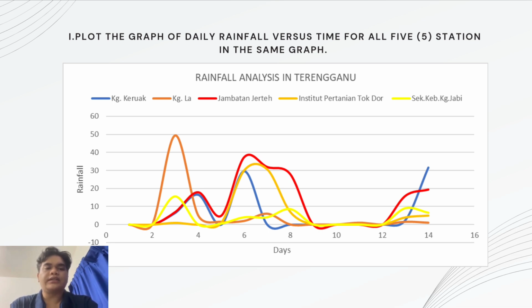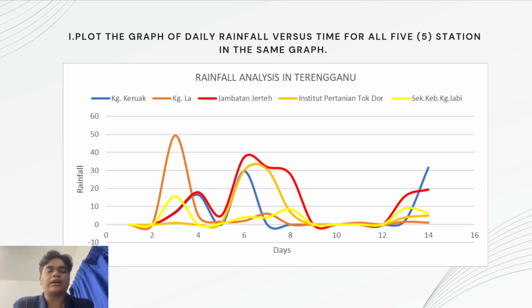This graph represents the daily rainfall versus time for all 5 stations in the same chart. The x-axis shows the day of the data collection, while the y-axis shows the rainfall in millimeters. Okay, we will talk about the graph.